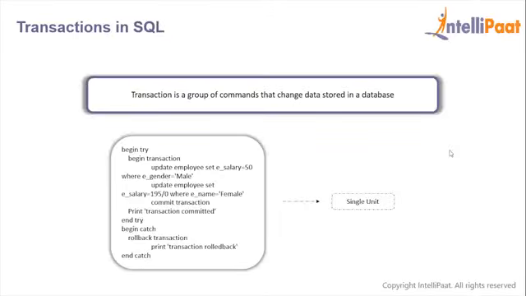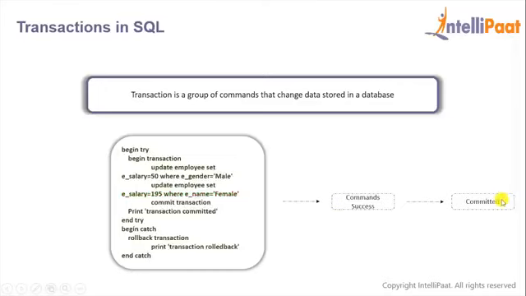So a transaction is basically a group of commands which change data stored in a database. And a transaction is treated as one single unit. So this transaction basically ensures that either all of these commands are executed successfully or none of them is. So let's say if one of the commands in the transaction fails, then all the commands will fail and any data which was modified in the database will be rolled back. Similarly, if all the commands inside the transaction execute successfully, only then the transaction will be committed. So this is how transactions ensure integrity of data.